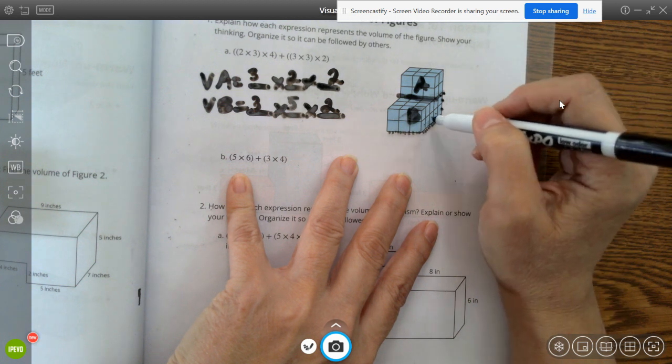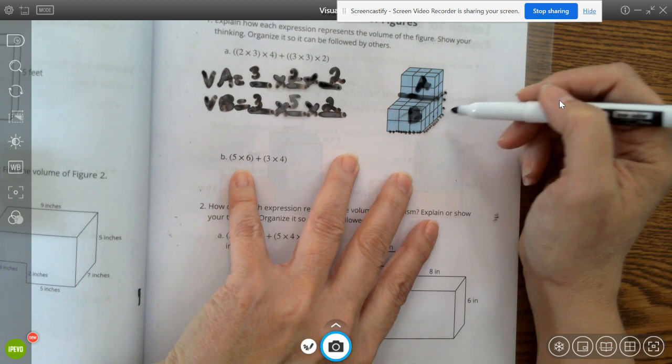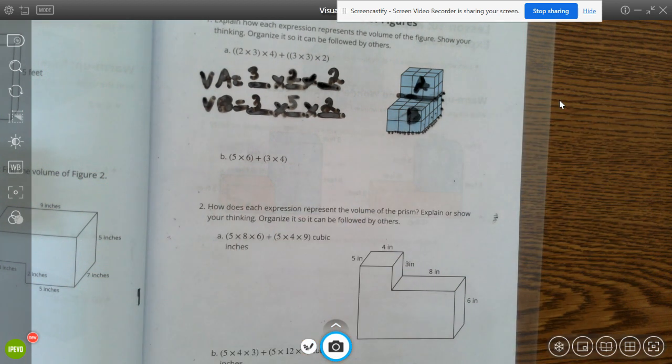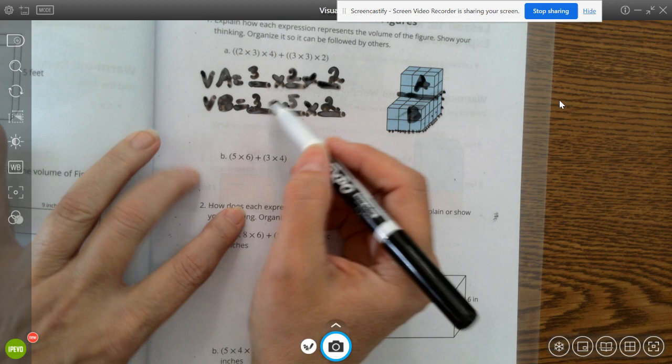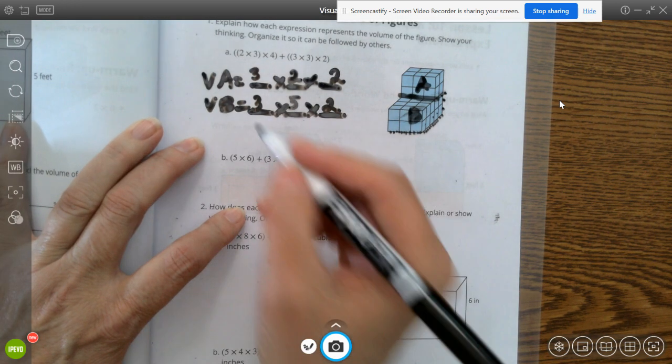1, 2, 3, 4, 5. But it shouldn't be. Oh, maybe they did it in a different figure way. Hold on one second. Because my figure would be, and I want to show you the parentheses for this. This is one figure.